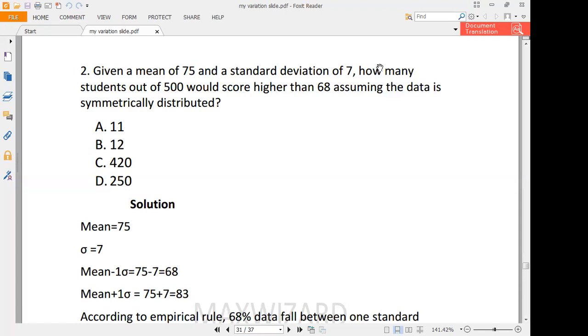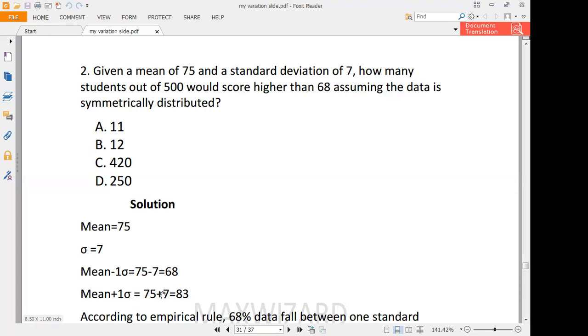In that case, 7 divided by 7 tells me that I only need one standard deviation. So one standard deviation is needed here, and you should be very careful. If you are deviating by one standard deviation, here you are subtracting to get 68. If you add, you are going to get 82. So between 68 and 82, about 68% of them should lie, according to the empirical rule.